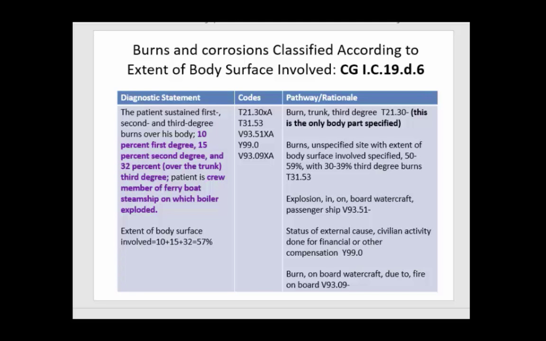So it really is how your classification is built. You really need to go to your code book. I can't show you this really. My document camera is not working right now. But if you go to your code book and you look under burns unspecified site with the extent of body surface involved specified, you start with that percentage that we added up here for extent of body surface involved, and then look at the burns on third degree, and that would be your trunk. Then the next three codes are external cause codes.